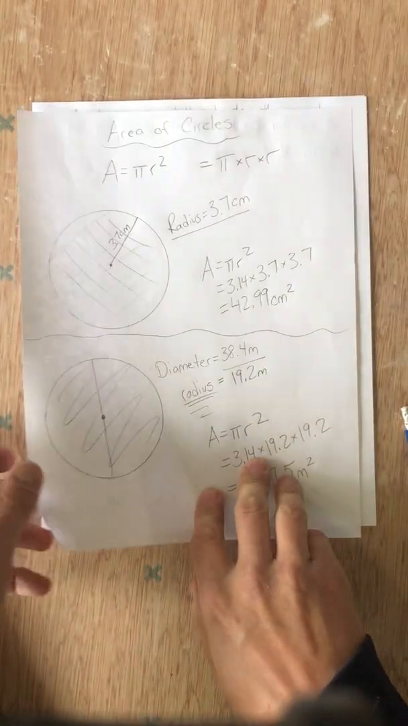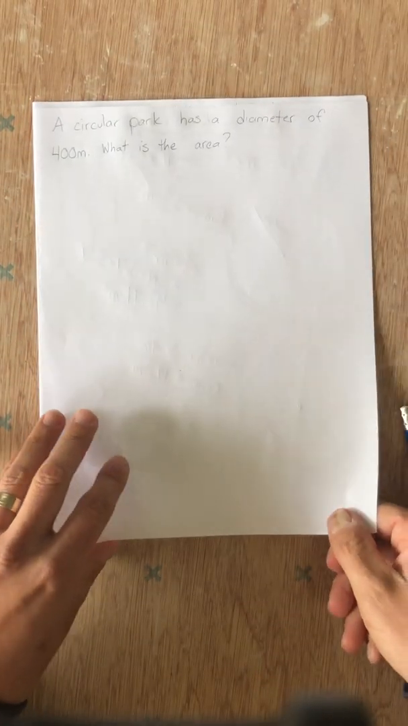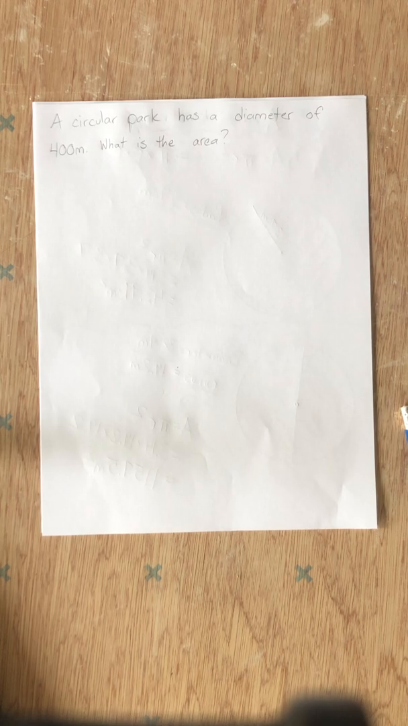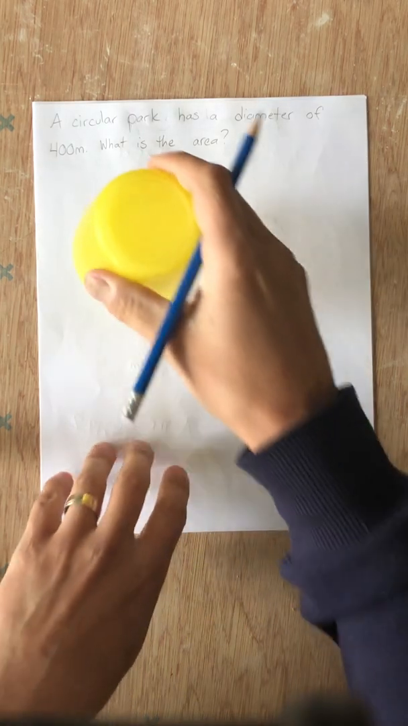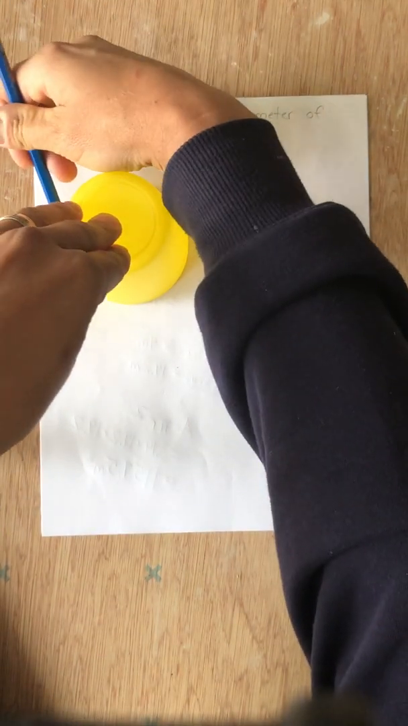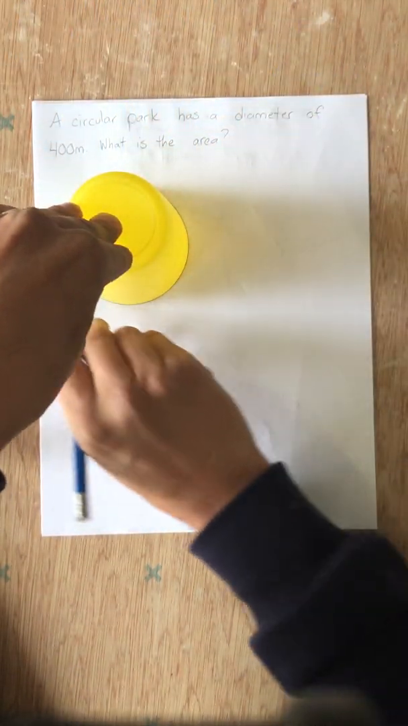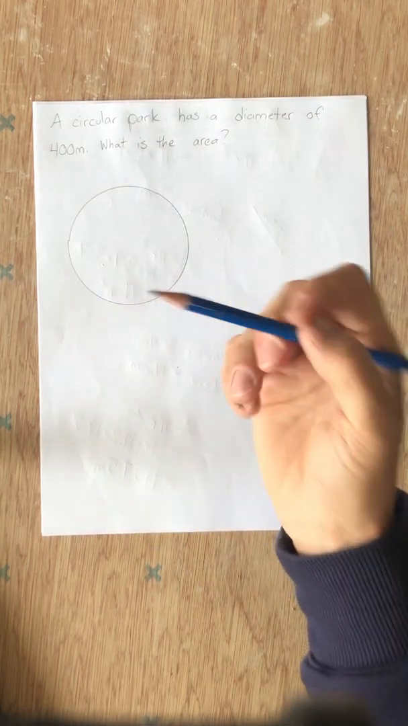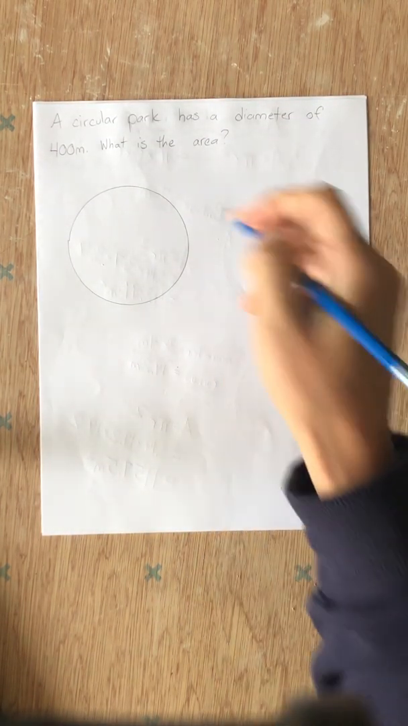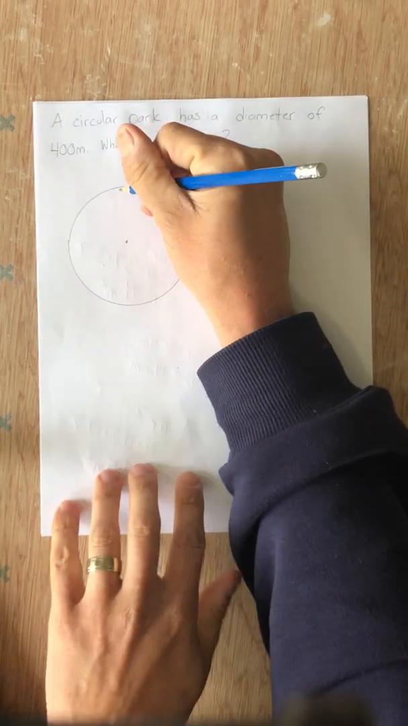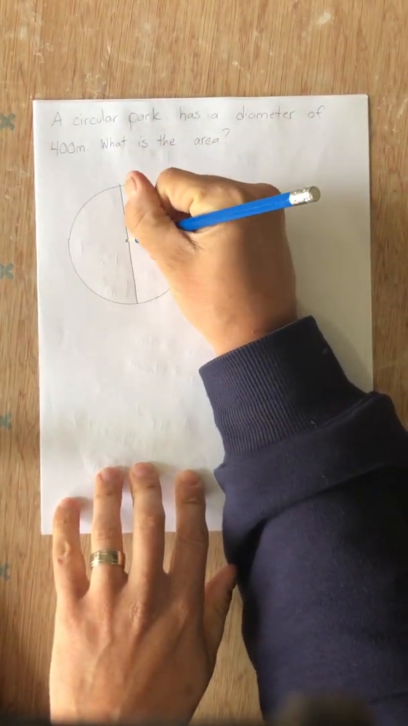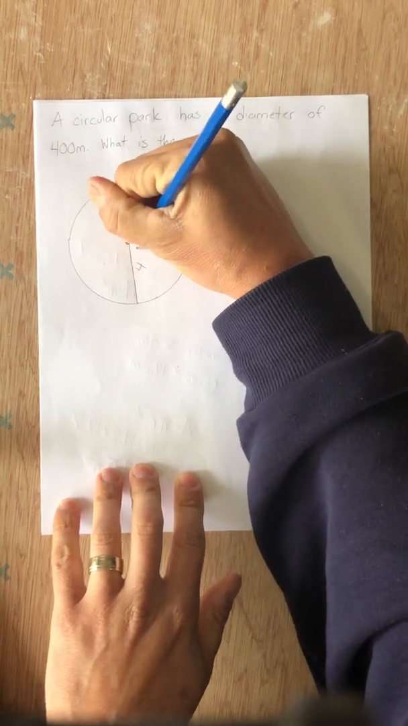Okay, so let's do a word problem here. A circular park has a diameter of 400 meters. What is the area? So let's think about what this means. It's a circular park. Maybe there's fields and grass, and playgrounds in here, those lovely playgrounds that we're not allowed to go on right now. And it has a diameter of, all the way across, 400 meters.